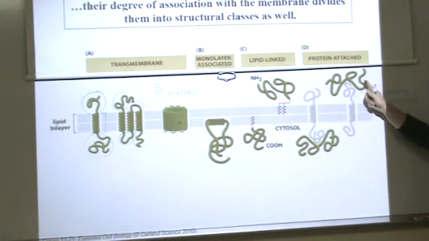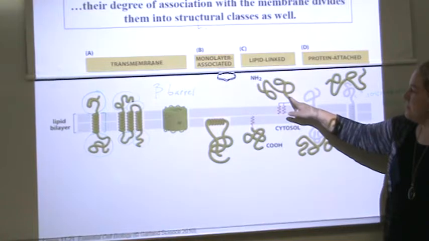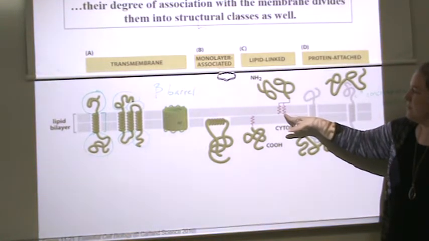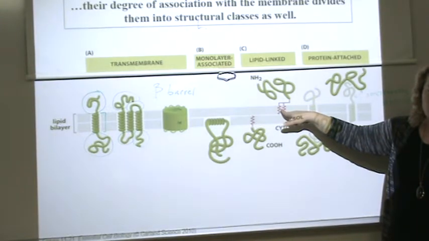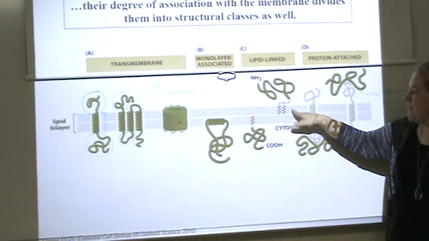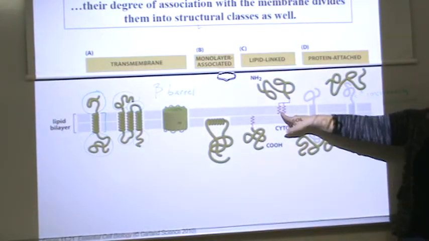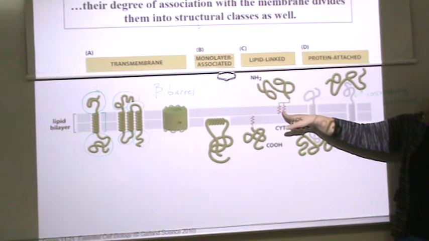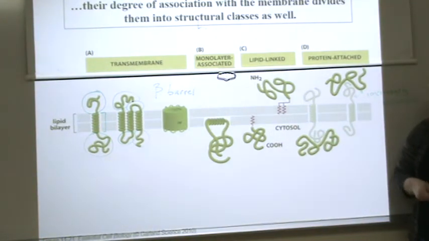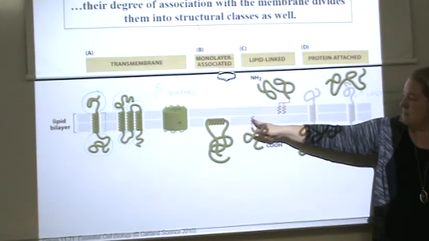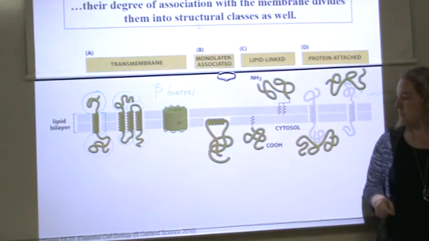This is the same kind of concept. Some proteins are stuck into the membrane, but they are covalently attached to the lipids. So what this red stuff is showing is this protein is covalently attached to lipids, and the lipids are in the membrane. Lipid linked. This one has fewer lipid attachments than this one.